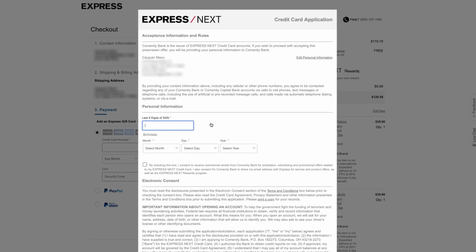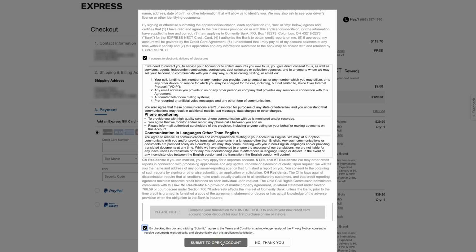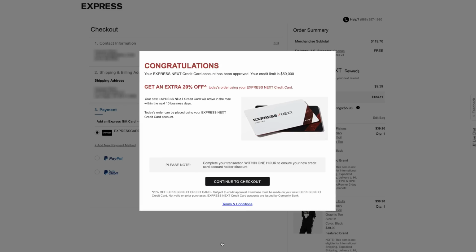And this is the other thing you want to see. You want to see that you only have to put the last four of your Social Security. If you have to put your full Social Security, then check out and do it again, because that means something didn't go right. So we put in the last four. And there it goes. Just that easy.